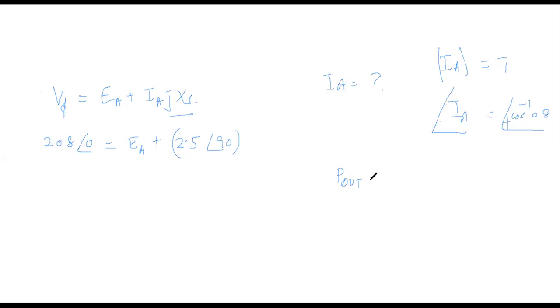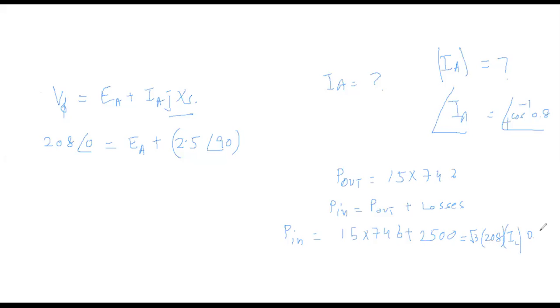But I do know that P out is 15 horsepower multiplied by 746, and I do know that P in is equal to P out plus losses. So P in is equal to 15 into 746 plus the losses given to me: core losses are 1 kilowatt, friction losses are 1.5, so they are 2.5 kilowatt or 2500, and copper losses are negligible because IARA is taken as 0. So this is equal to P in, and I also know that P in is equal to root 3 V line I line cos theta, and since it is delta, V line and V phase are equal, and cos theta is equal to 0.8. Okay, so I can find IL from this relationship.